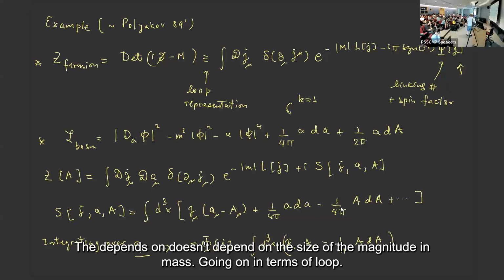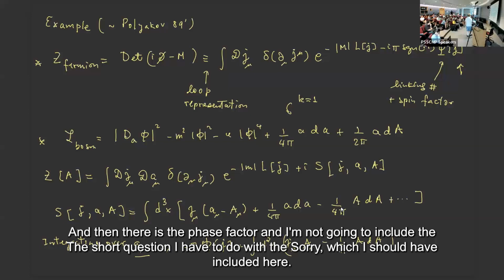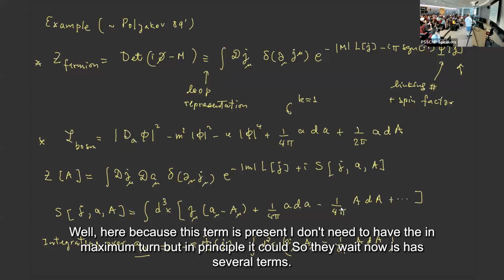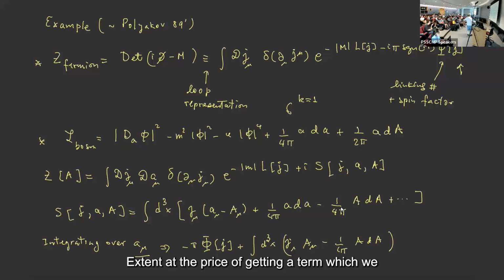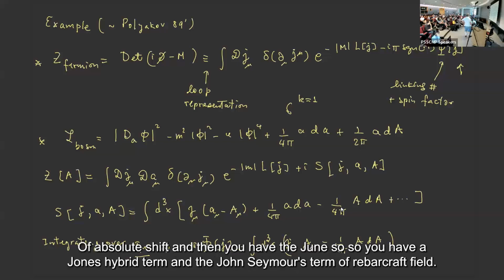And then there is a phase factor, and I'm not going to include the factors that have to do with, which I should have included here, the F mean. Well, here, because this term is present, I don't need to have the Maxwell term, but in principle, I could have Maxwell terms and all of that. So the weight now has several terms. When you expand this out, it has a term that relates the current J to the difference of the two vector fields, because there's a vector field here and there, so you can shift a by capital A and absorb it here to some extent, at the price of getting a term which looks like a shift. And then you have the Chern-Simons term, and the Chern-Simons term of the background field.